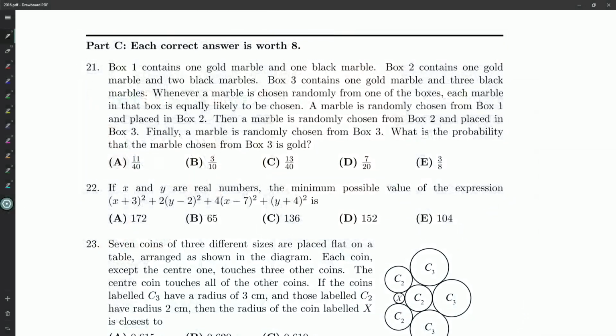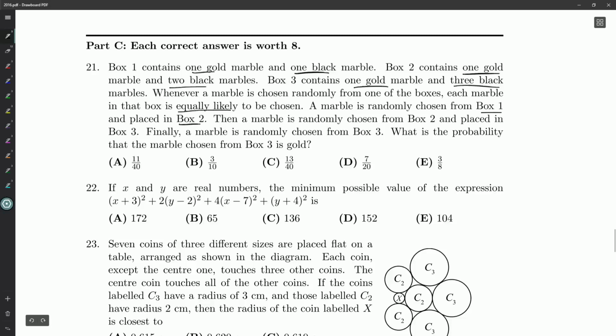And what have we got? Box 1 contains 1 gold marble and 1 black marble. Box 2 contains 1 gold marble and 2 black marbles. Box 3 contains 1 gold and 3 black. Whenever a marble is randomly chosen from the boxes, each marble in that box is equally likely to be chosen. So it's not like the gold marbles are bigger than the black marbles or anything like that, where they'd be easier to grab. A marble is randomly chosen from box 1 and placed in box 2.